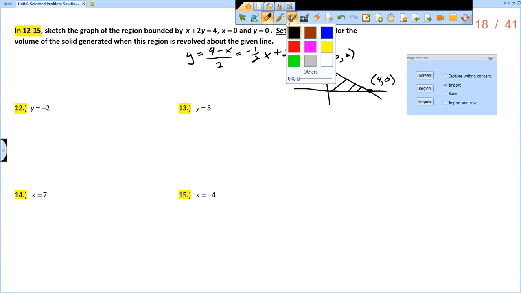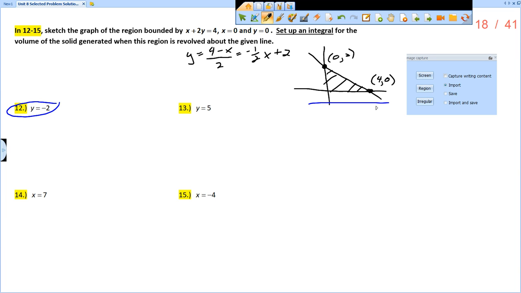So let's start off with problem number 12. I'm going to do 12 in this color. So y equals negative 2 is a horizontal line here. If we revolve around this horizontal line, we want to use a dx because that would be perpendicular. So we're going to set up pi times the integral of parentheses with respect to x, and then big R squared minus little r squared.